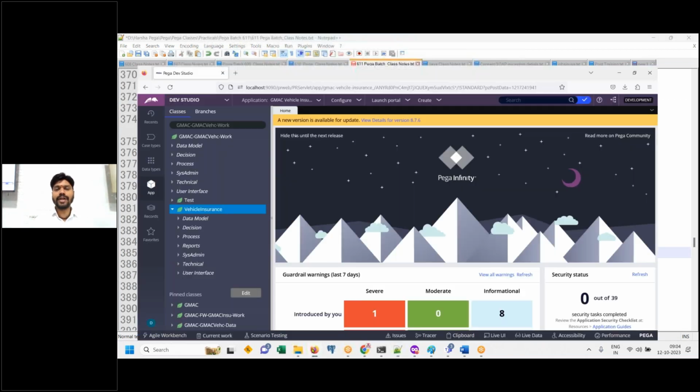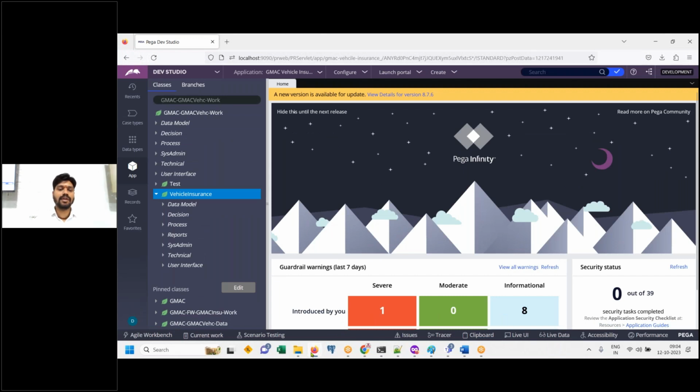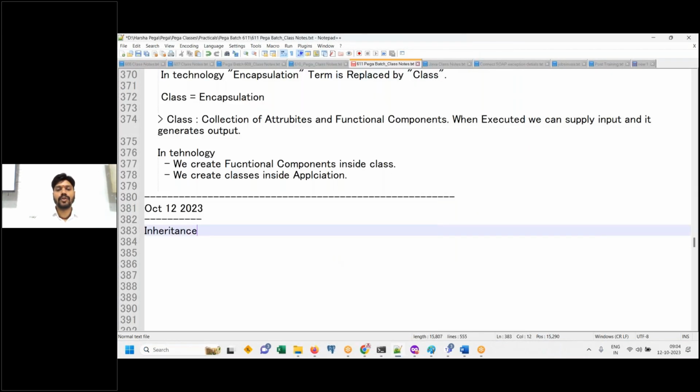You are going to have an application for your organization. Yes or no? You set up one application for your organization.